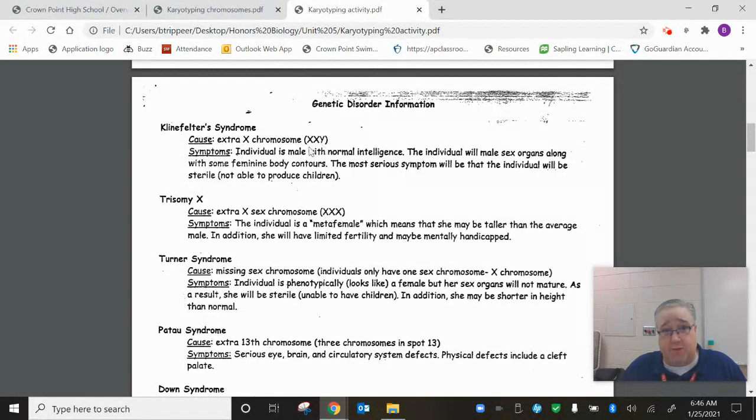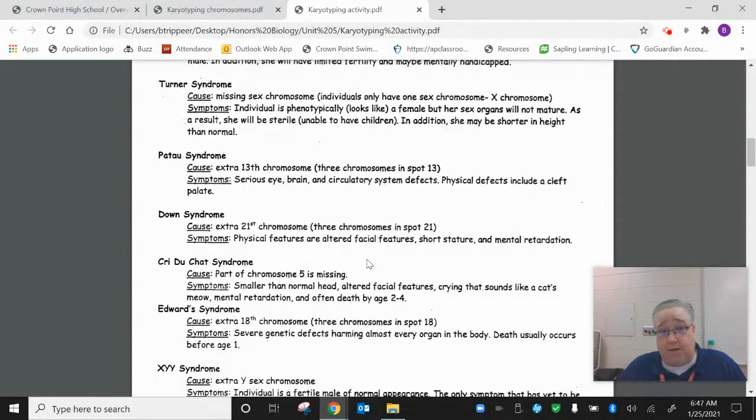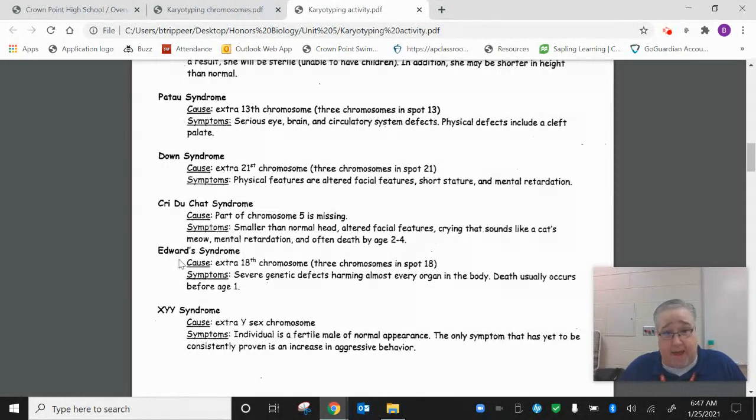So these individuals are XXY. It gives you some symptoms and a little bit about what the disease is about. You can always Google search each one of these and probably find out a lot more, but this is just a brief summary. These are the things that we're looking for. Some of these I've talked about, and some I haven't. I haven't talked about Edwards syndrome in class. Edwards syndrome is caused by an extra 18th chromosome. I haven't talked about XYY, but a few of them I did, a few of them I didn't.